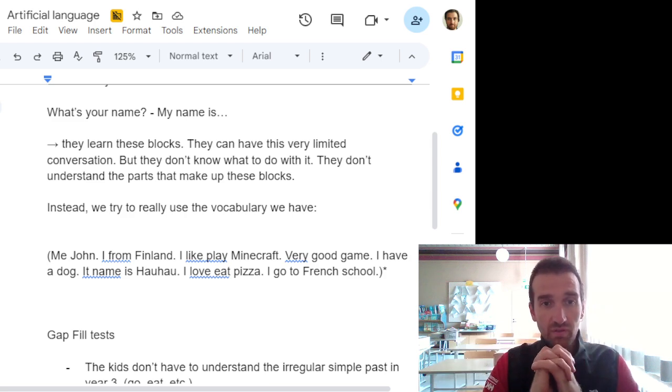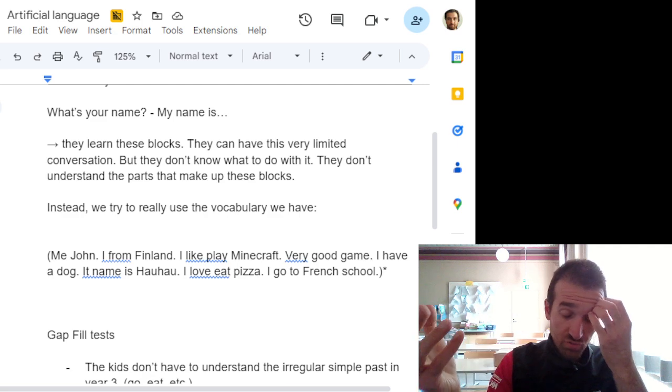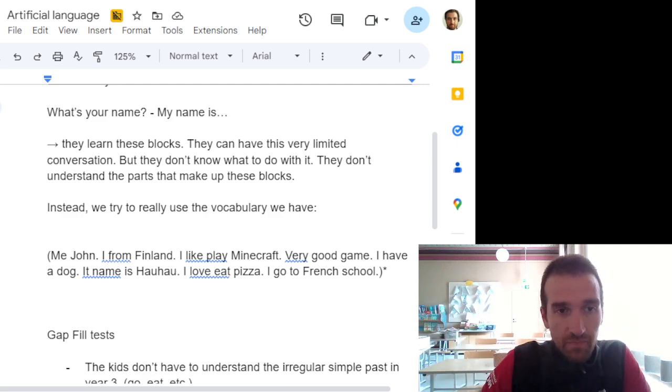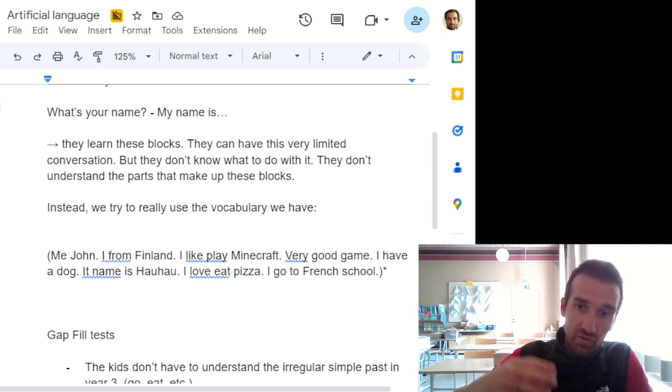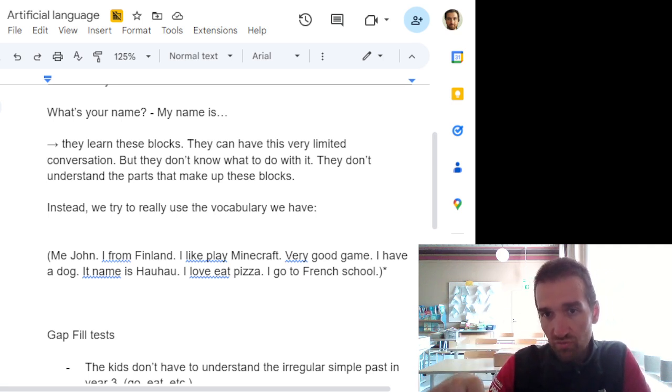So for example, I wrote this text. Very limited vocabulary, but we try to really have a true conversation or write a true text story or whatever. You can read it here, but a lot of information is conveyed from the speaker to the listener, and it matters to the speaker. This is what they really want to say.